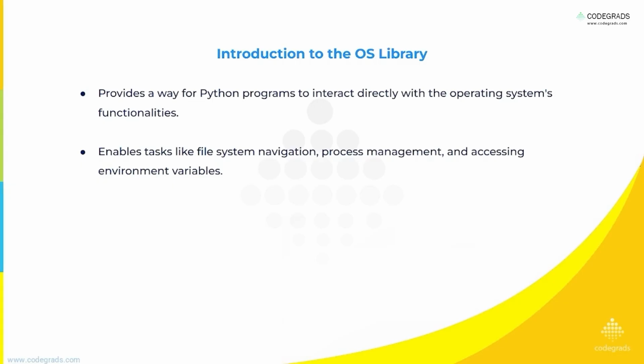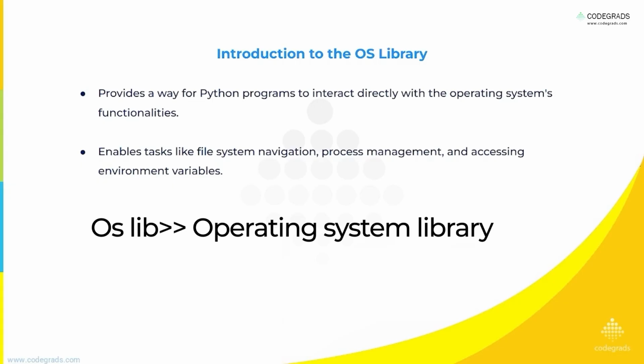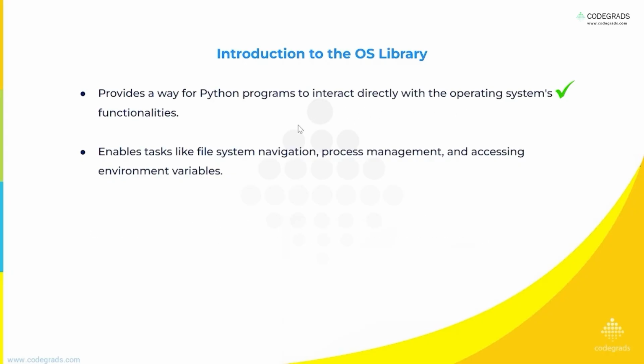So the OS library is the most important library, and it is used to interact with the operating system using Python. As the definition, it provides a way for a Python program to interact directly with operating system functionality, and it enables things like file system navigation, process management, and accessing environment variables. Python has a built-in library called OS, and it lets you work with the file system, directories, and environment variables. You can also think of it like a tool that helps Python talk to your computer's operating system.